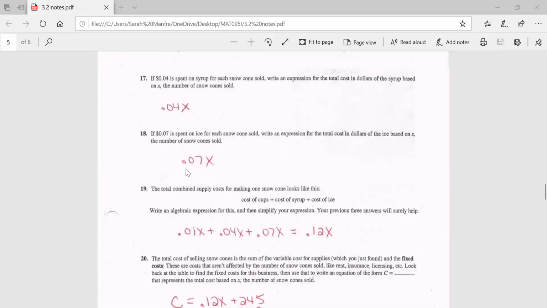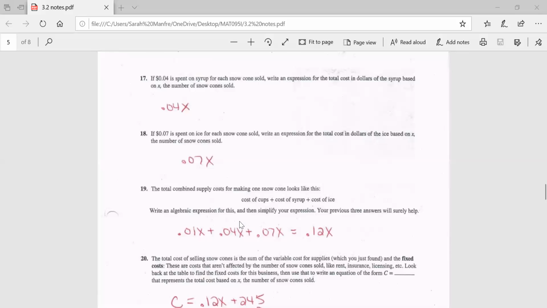If 7 cents is spent on ice for each snow cone sold, write an expression. 0.07 times X. Okay, now for question 19 we're going to use the answers we got from questions 16, 17, and 18. It's saying the total combined supply costs for making 1 snow cone looks like this: cost of cups plus the cost of syrups plus the cost of ice. Those are the costs that the company has to pay just to operate their business. So I'm going to add those 3 together because those are all things that this company has to pay.